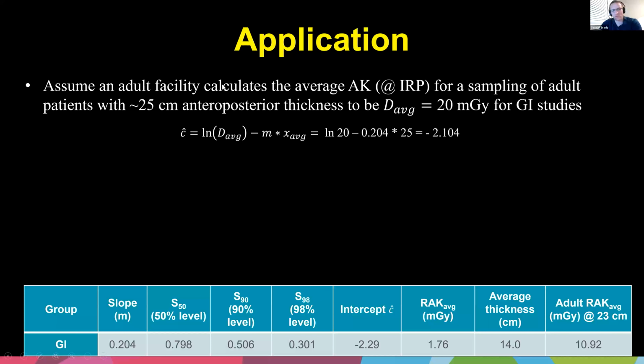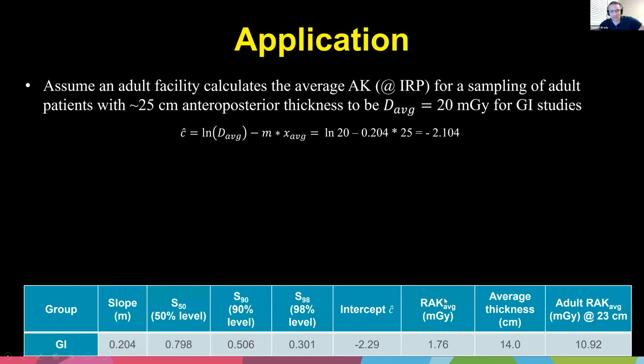So assume an adult facility calculates an average cumulative error curve at the international reference point for an average size patient. Let's say their patient population is about 25 centimeters AP thickness, and the average output, that error curve value, for a GI study is 20 milligray. All right, so it's a GI procedure.